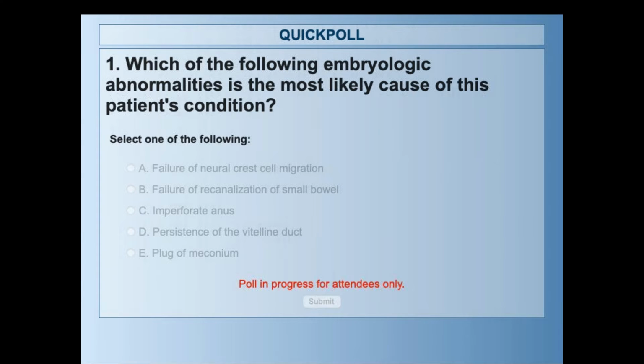Okay, everybody. So the quick poll is up. Go ahead and take a shot. What do you think is the most likely cause of this newborn's issues?